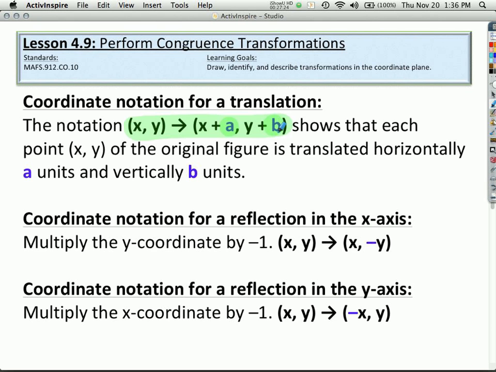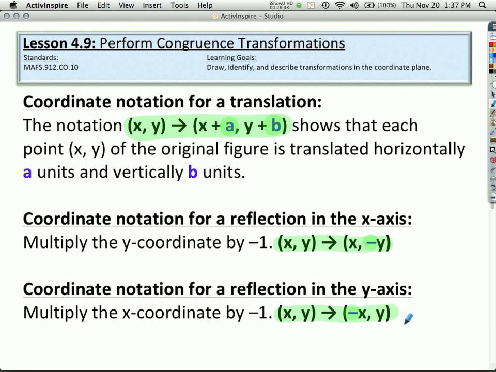A reflection is quite simple, actually. You keep everything the same except you flip the sign of the y coordinate, and that will actually reflect it over the x-axis. So this is the coordinate notation for a reflection in the x-axis. Sounds a little counterintuitive, but when you see it, you'll understand. And then the coordinate notation for a reflection in the y-axis, similarly, everything stays the same except you flip the sign of the x value, and that will actually reflect it across the y-axis.